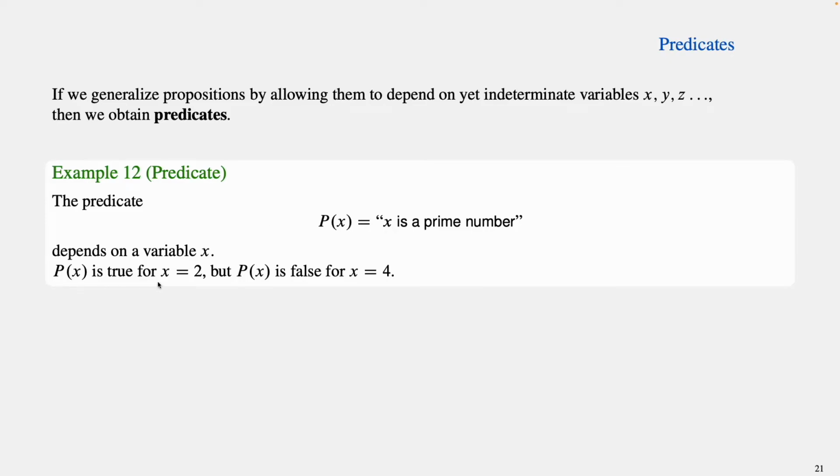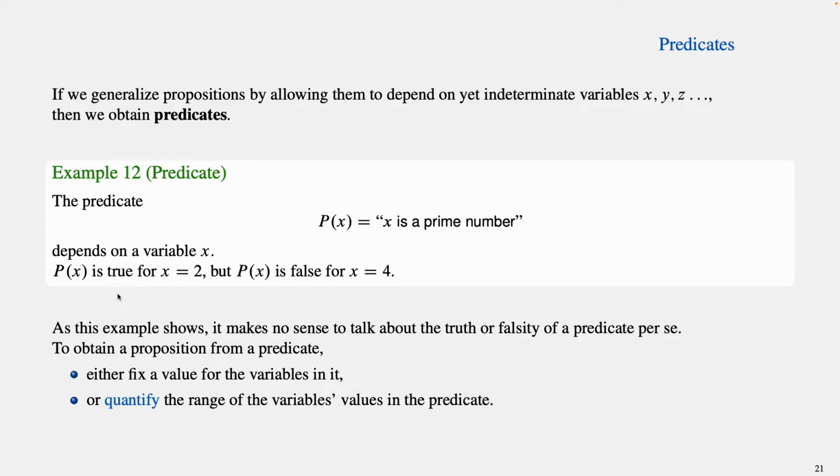Now, P of x is true if x is equal to 2, because 2 is a prime number, but it is false if x equals 4, because 4 is not a prime number. Now, please be careful not to confuse this with the variables we introduced earlier to stand in for full propositions. The variable appearing in a predicate represents only a single value, not a full statement. It does not stand for a full proposition, as we had it before in the logical formulas, but here it just represents a single value.